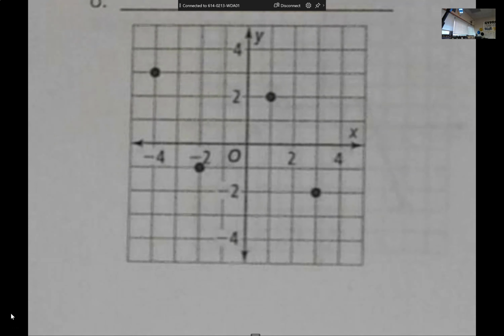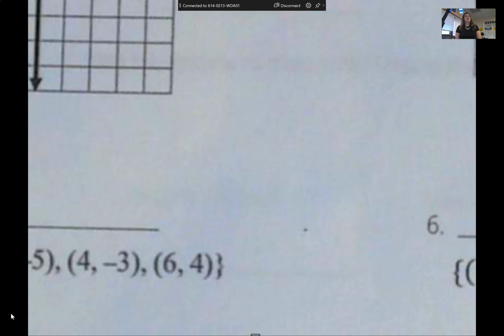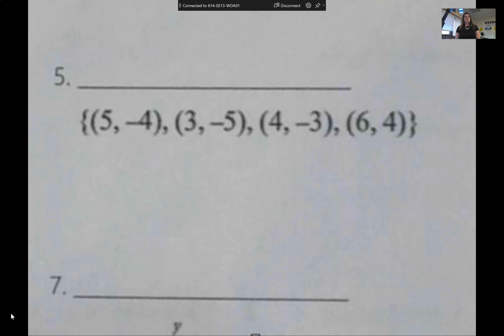Okay, show me what you're thinking. Hold it up for a sec just so that I can see what everybody's doing. Okay, -4, -2, 1, and 3. Great work, guys. Okay, let's try this set of coordinates.